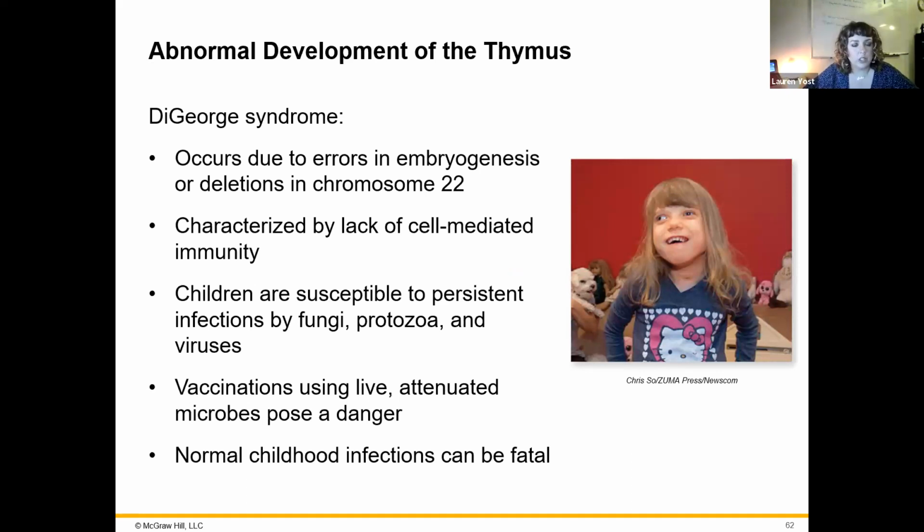This is DiGeorge syndrome, where you have abnormal development of the thymus and therefore inappropriate development of the T cells. So you might have a severely reduced T cell production. It's characterized by lack of cell-mediated immunity. People are susceptible to fungi, protozoa, viruses. Vaccinations with live attenuated vaccines, which aren't uncommon, can actually be a very severe problem for them. And normal childhood infections can be fatal to them as well.